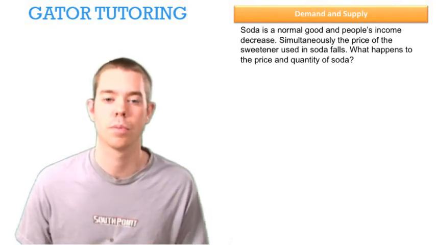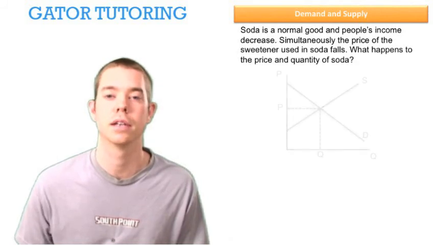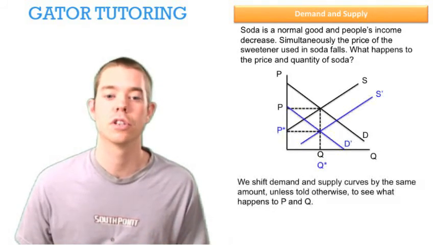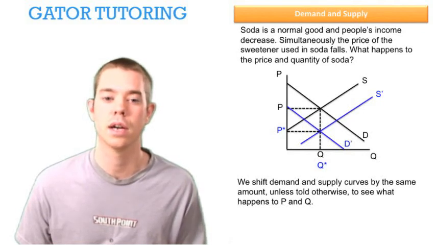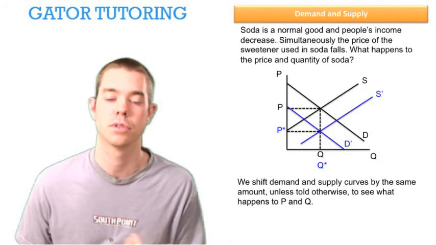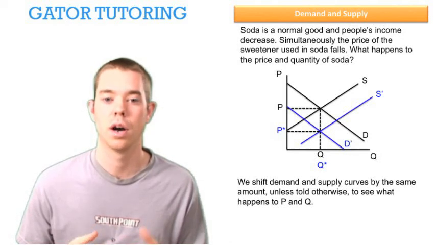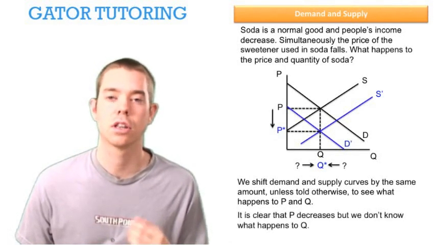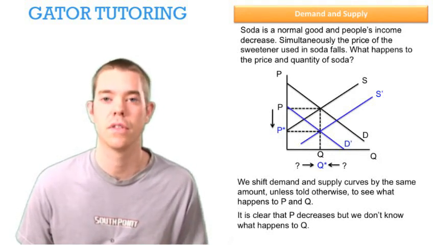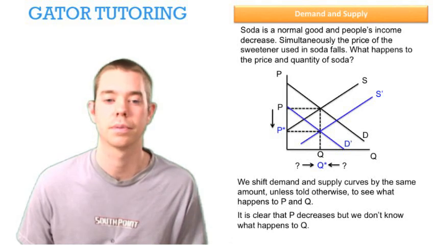So we want to draw our supply and demand again, but this time we notice that we have 2 shifts happening. Supply is increasing or going to the right, and demand is decreasing or going to the left because income's decreased. Well, we want to shift supply and demand by the exact same amount, unless told otherwise, to see what happens to price and quantity. In this case, it is clear that price decreases, but we don't know what happens to Q, so we just say that the change in quantity is ambiguous.